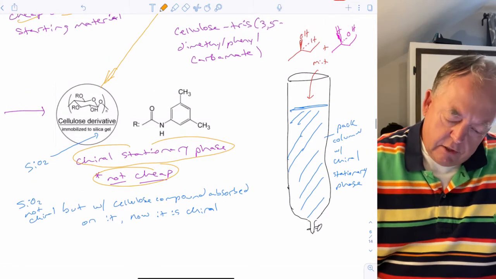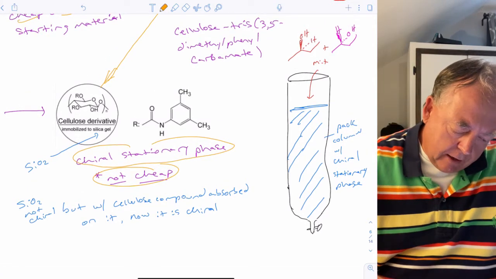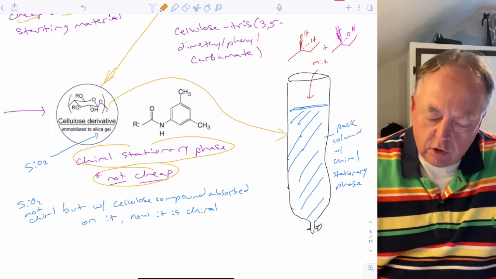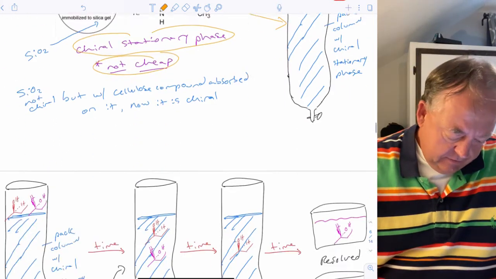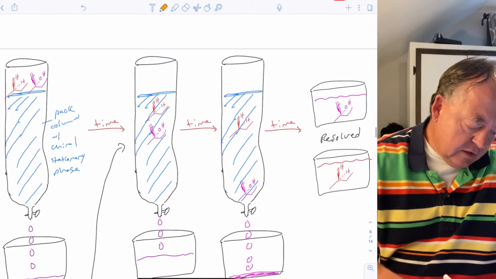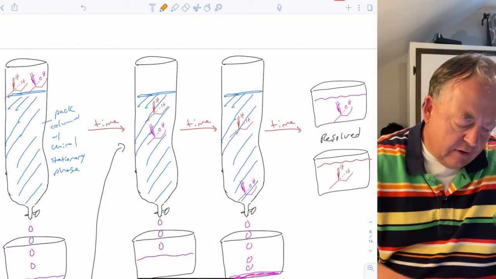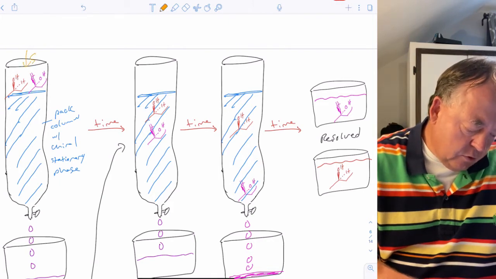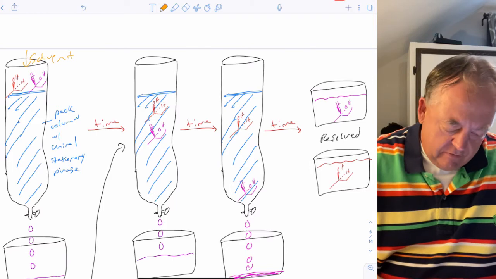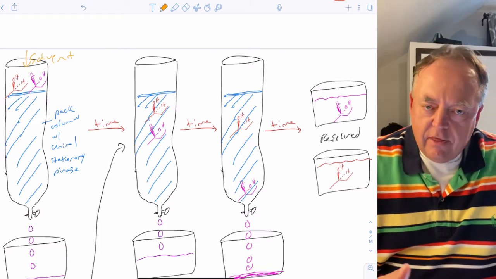Okay, so basically the way it would work now is you have your chiral silica gel, so pack that into a column, for example, and then put your mixture of enantiomers on it. So you pack your column with the chiral stationary phase, you put your enantiomers on it, and then you start putting some solvent through. And then of course as these start moving down the column, now they will separate.